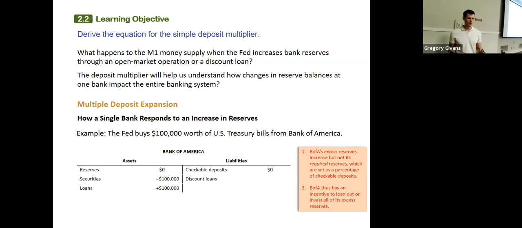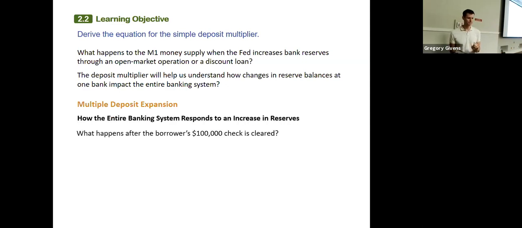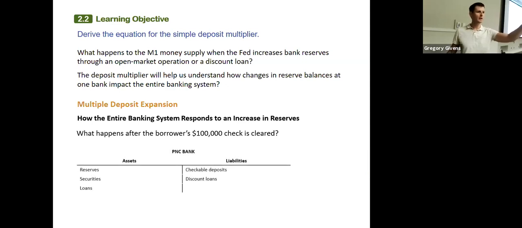Okay, let me consider now the second thing, because what we want to do here is think about how these transactions have a multiplying effect on the total money supply. So we have to think about how these actions have ripple effects through the entire banking system. All right, so Derek, you have deposited this check in your bank, which is PNC. Once that check clears, how does PNC's T account appear?